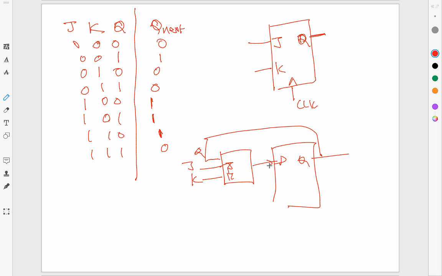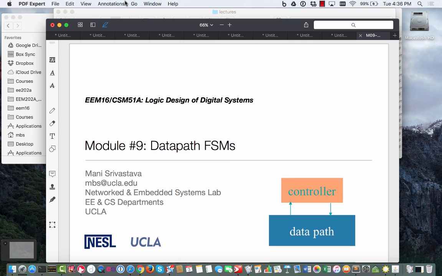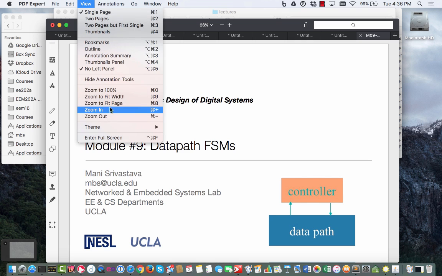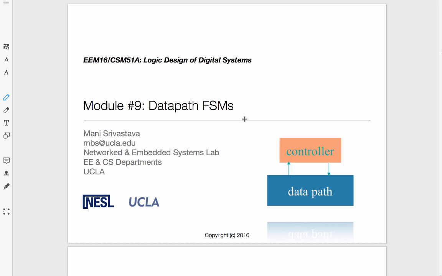Any questions, firstly? Okay. So the next topic I'm moving on to is to see whether we can do everything with finite state machines, or is it better to think about some other type of sequential logic also? But before I do that, there's a couple of other things I wanted to say.